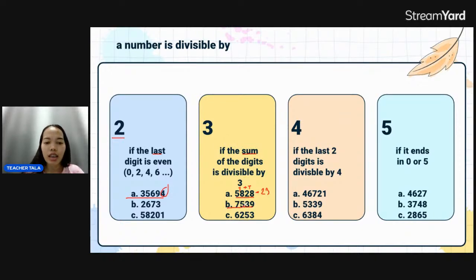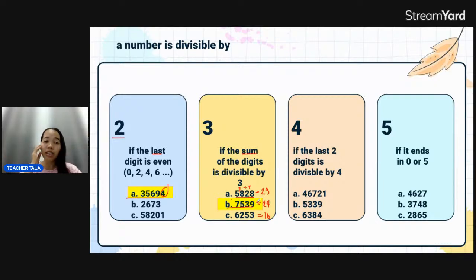Next, letter B. 7 plus 5, 12 plus 3, 15 plus 9. That's 24. Is 24 divisible by 3? Yes. 24 can be divided by 3 and the answer is 8. Okay. Next, we have letter C. 6 plus 2, 8 plus 5, 13 plus 3. That's 16. And 16 is not divisible by 3. Okay. So the answer is letter B. Okay. 7, 5, 3, 9 is divisible by 3. Kung itatry nyo dyan sa inyong mga upuan, itry nyo pong i-divide yung 7,539 divided by 3. And I bet you, wala pong remainder yan. It can be divided exactly with no remainder.